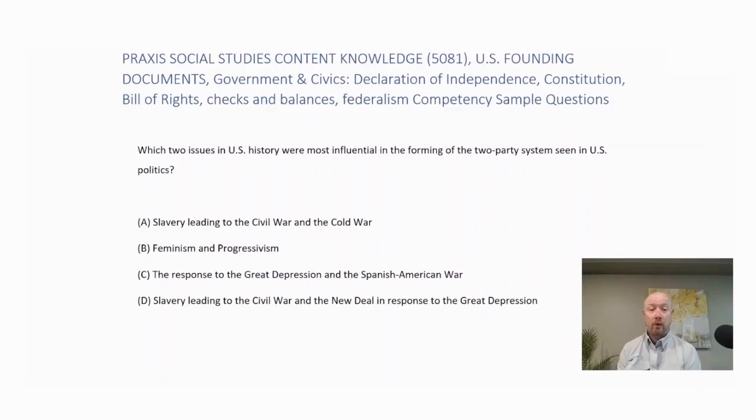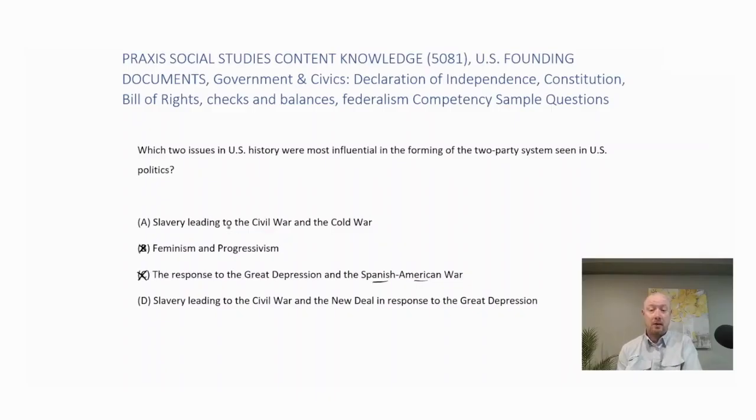All right, so what we're looking for here are really divisive issues that are going to separate us into two parties. So let's eliminate some choices that wouldn't do that. I'm going to eliminate choice B, feminism and progressivism, because it's just not as divisive or going to separate us into two parties. The same thing with choice C. The response to the Great Depression could be divisive enough to create two different parties opposing each other on it, but the Spanish-American War wasn't as divisive to create a two-party system. So I'm going to eliminate C.